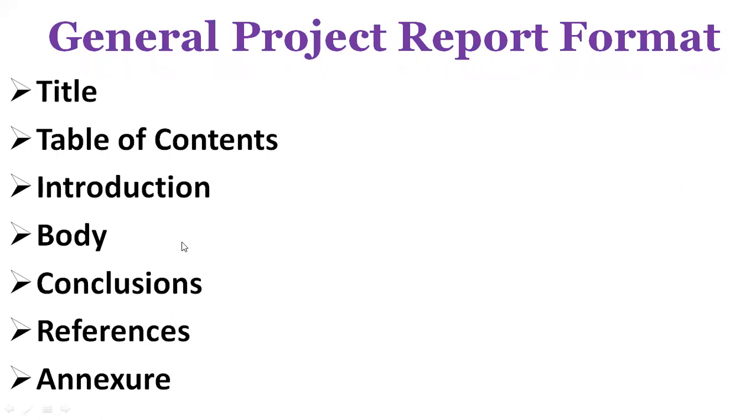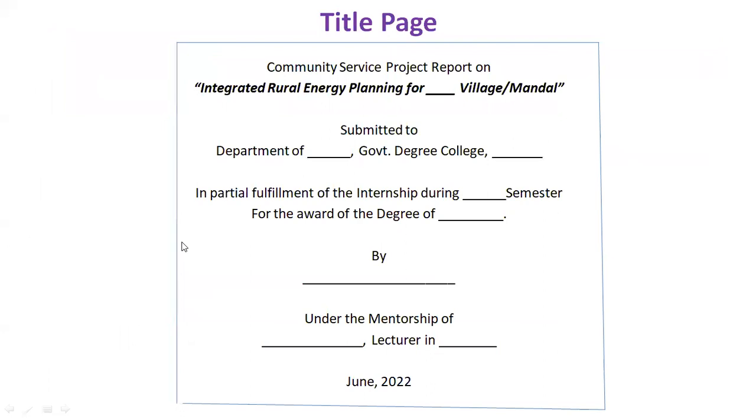Okay, let's go to the project report format as given by the AP State Council of Higher Education, which is a guide to all degree colleges in the state of Andhra Pradesh. Now, if you see the title page, it could be like this. This is anyway the general model, which is likely to help the students. You can always say the community service project report on integrated rural energy planning for so and so village or so and so mandal consisting of so many cluster of villages, sort of thing.